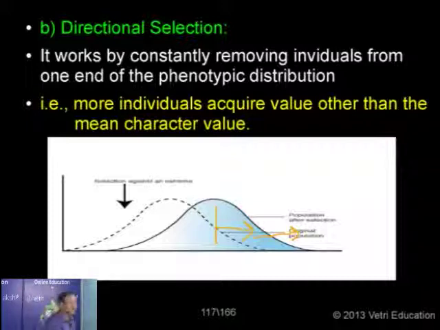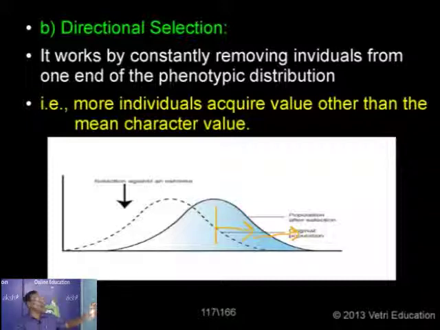Or if you have short necked ones, it is being shifted towards the directions. Anyway, selection pressure is against one extreme, not at both extremes. So now in this case, we have more individuals acquire value other than the mean value, either towards this direction, the number of individuals more, or towards this direction. According to the adaptive value, the number of individuals are increasing. So more individuals acquire value other than the mean value character.